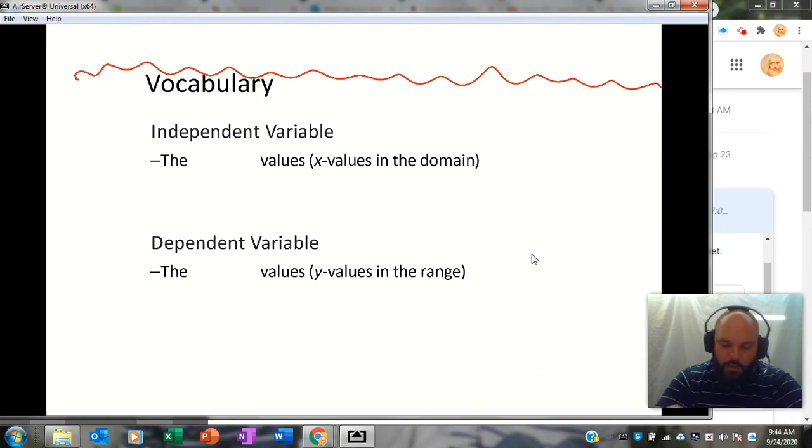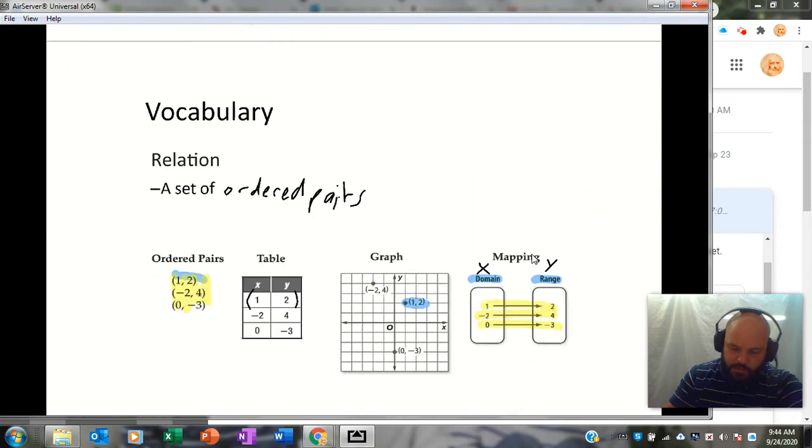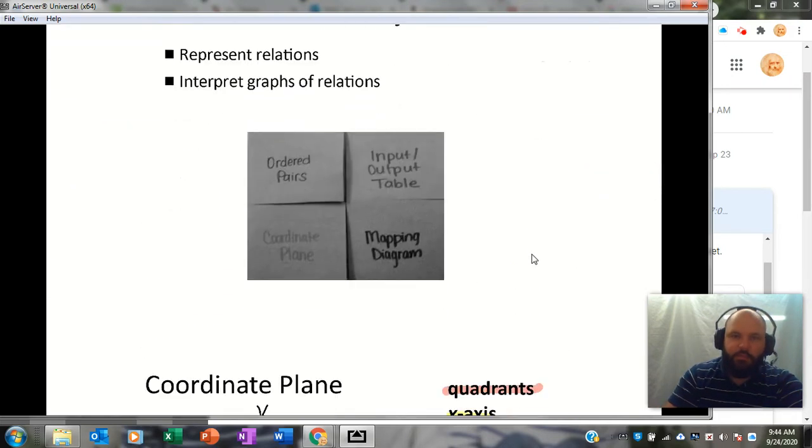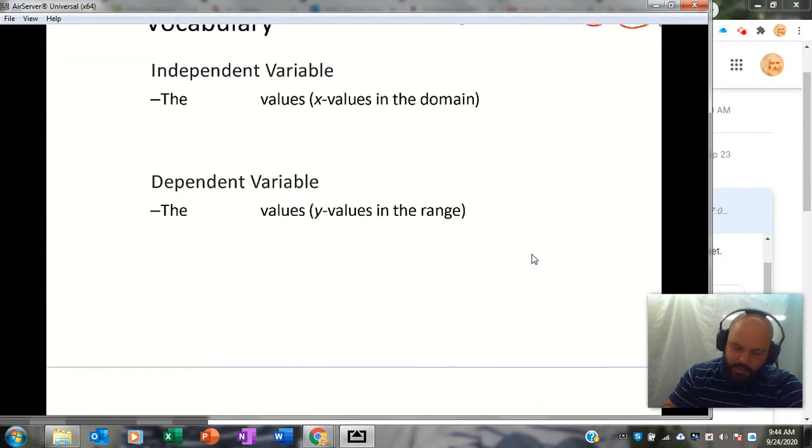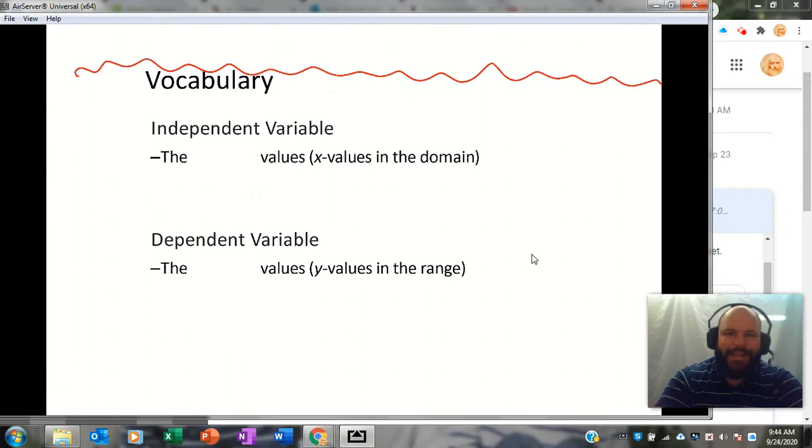So, today we're going to continue our discussion in chapter 1, section 6, with that notes packet. And so today we're going to talk about what an independent versus a dependent variable is and how to tell the difference. So let's get started.